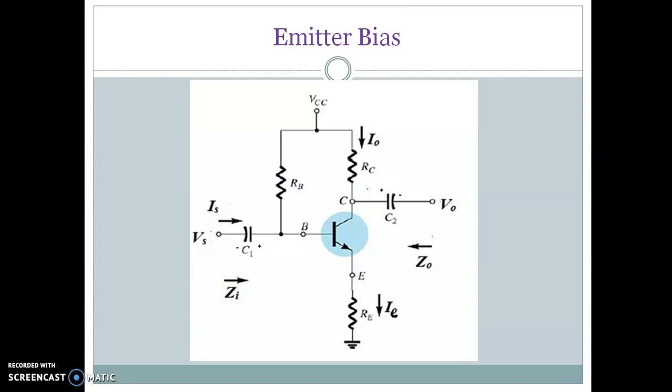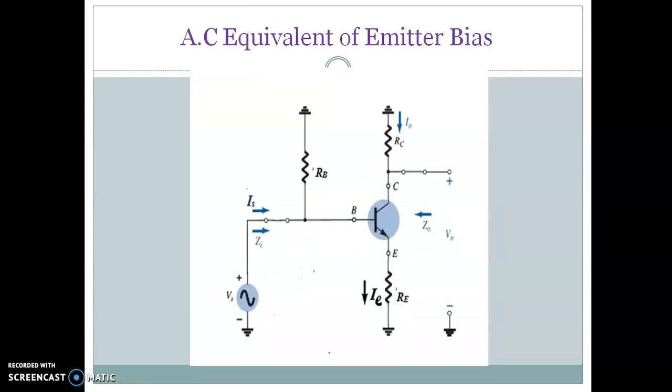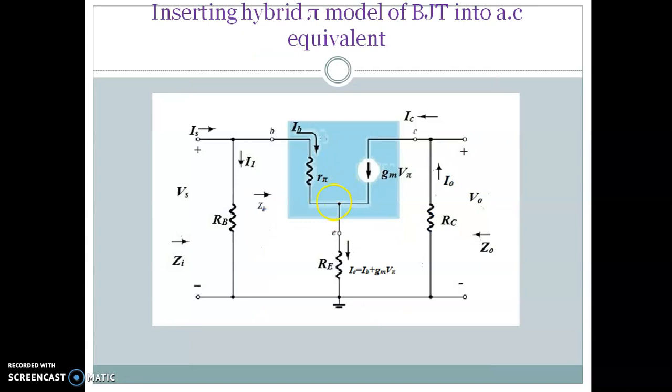As a first step, we have to draw the AC equivalent circuit. To draw it, we have to short circuit the coupling capacitors and remove the DC sources. So I have removed the DC source, shorted the coupling capacitors, and redrawn it. Next, to do the analysis, we replace the transistor with the hybrid pi model, and we are interested in finding the parameters Zi, Z0, as well as AV and AI.